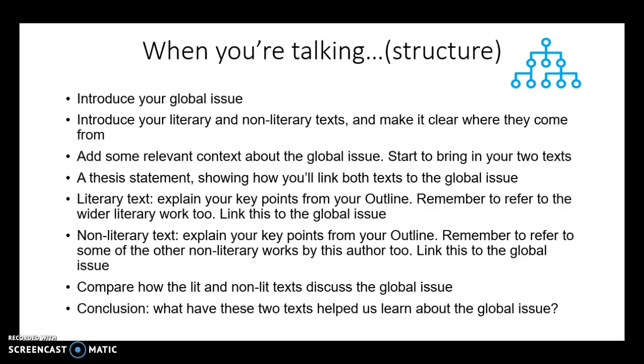Okay, so that's a very brief overview of the individual oral. I hope that helps. Do plan carefully, do look at the examples, and make sure you've got a global issue that you're interested in, and that you have two texts that both work really well together, and also in terms of linking to the global issue.